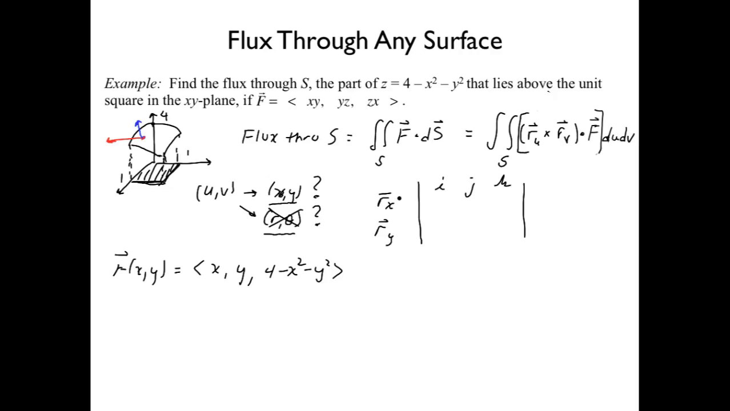So now, what's the partial of r with respect to x? 1, 0, minus 2x. Partial of r with respect to y: 0, 1, minus 2y. Cross product is going to be, 0, positive 2x, is that right? Positive 2y and 1. If you do the determinant, you get 2x, 2y, 1. Okay, so now we're home free.